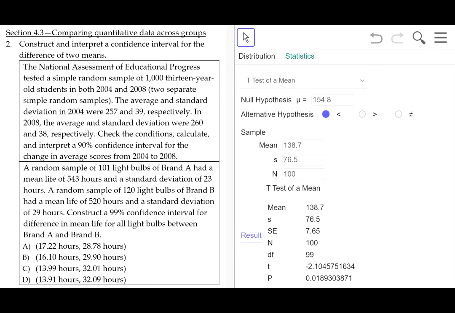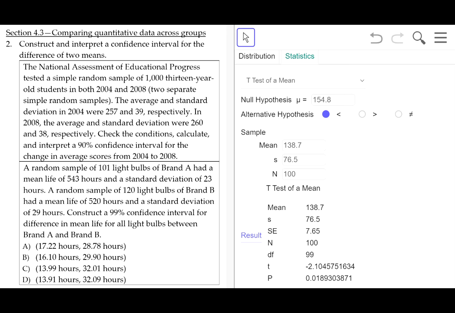Learning Objective 2 in Section 4.3 is to construct and interpret a confidence interval for the difference of two means. The National Assessment of Educational Progress tested a simple random sample of 13-year-old students in both 2004 and 2008, two separate simple random samples. The average and standard deviation in 2004 were 257 and 39 respectively. In 2008, the average and standard deviation were 260 and 38 respectively. Check the conditions, calculate and interpret a 90% confidence interval for the change in average scores from 2004 to 2008.